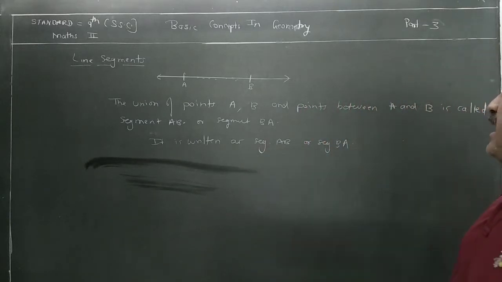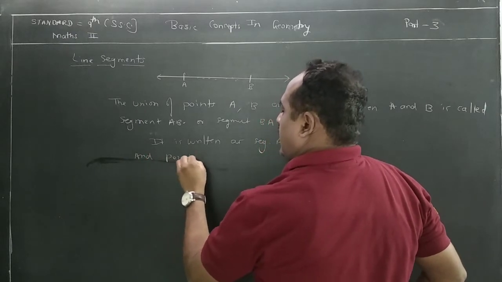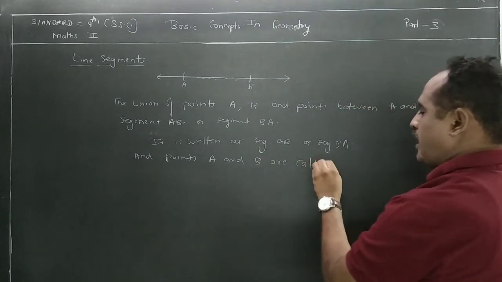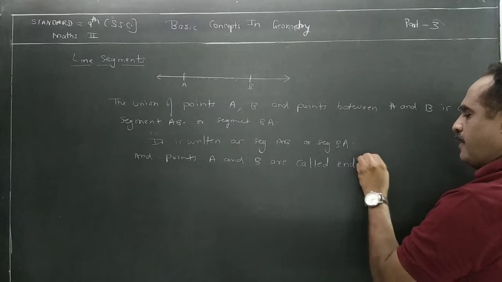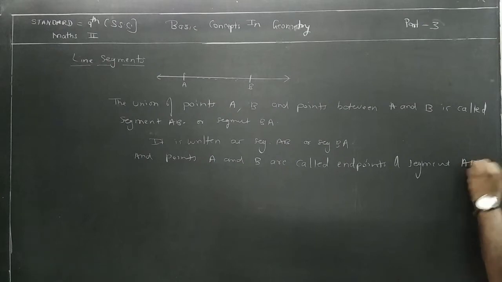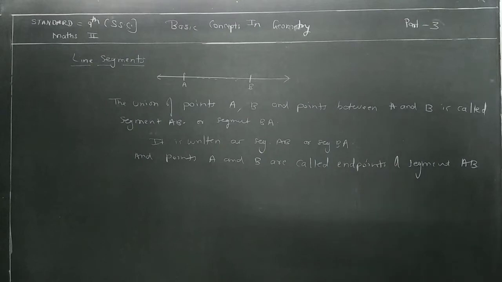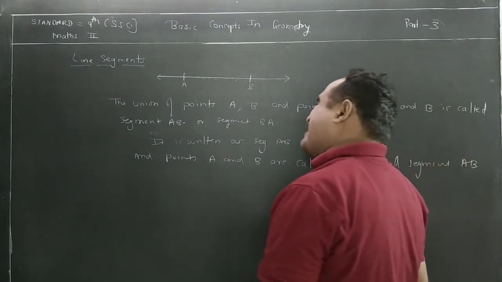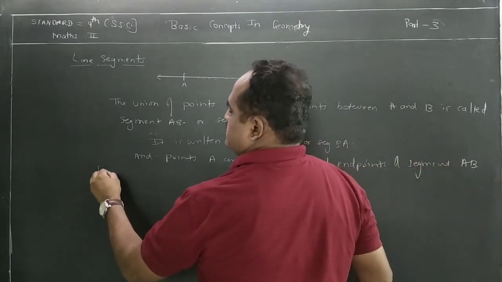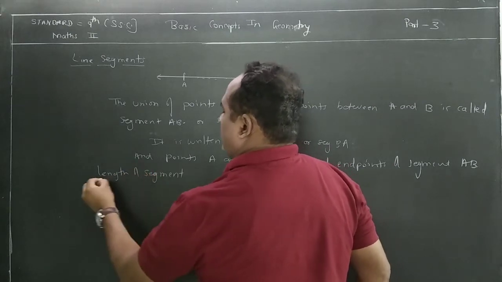It is written as what? Segment AB or AB, and points A and B are called end points of segment AB. Okay, these points A and B are called as what? End points of segment AB. Now, this line segment has a particular length. So, we are going for the new concept, that is what? Length of segment or length of line segment.